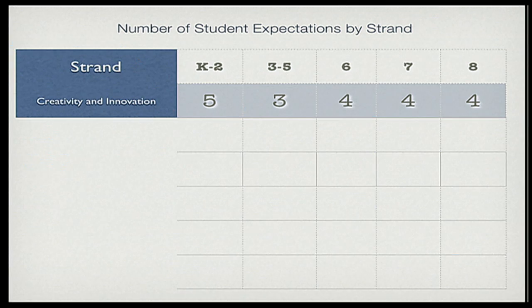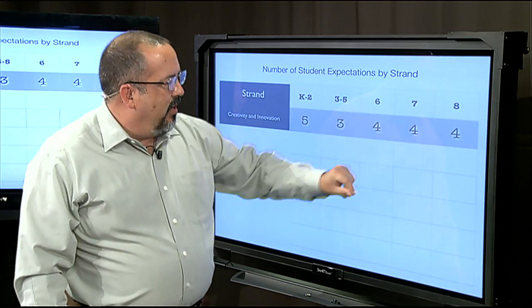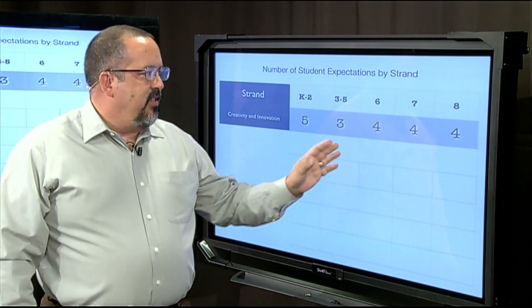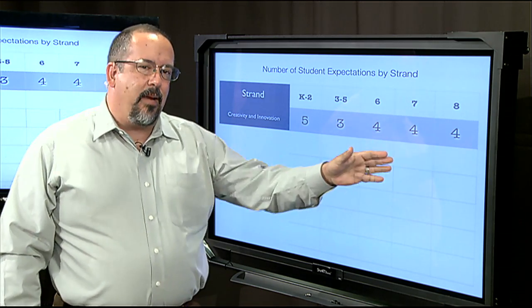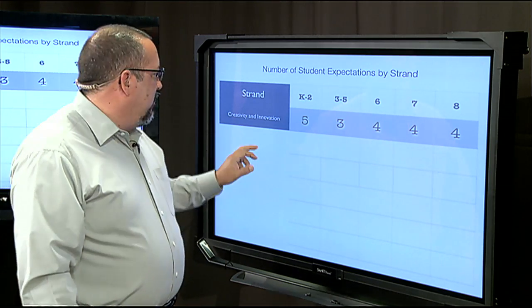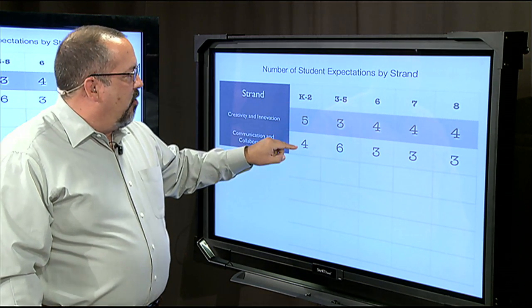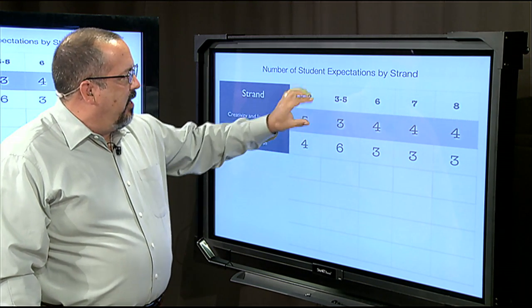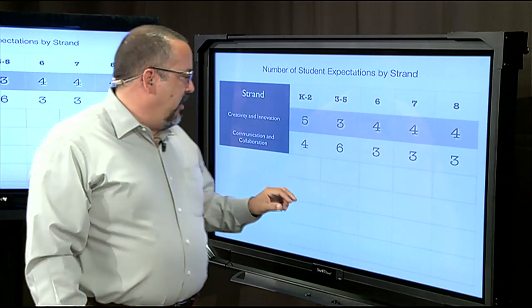If we look at creativity and innovation, you can see that in kindergarten through 2nd grade, there's 5, in 3 through 5, there's 5, and then 6th, 7th, and 8th grade have 4, 4, 4. You're going to notice that in the middle school area, there's a lot of similarity. You'd mentally think they must be the same just because the numbers are the same. That's not the case at all. In the strand communication and collaboration, kindergarten has 4 student expectations, 3 through 5th has 6, and then 6th, 7th, and 8th all have 3 expectations each.